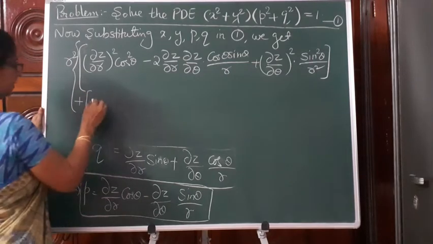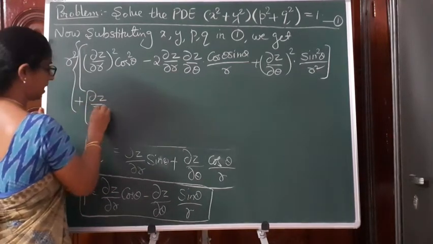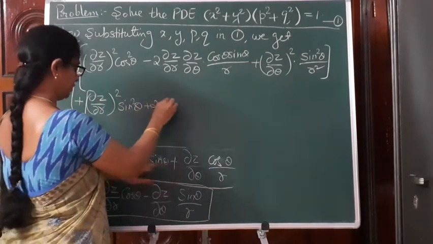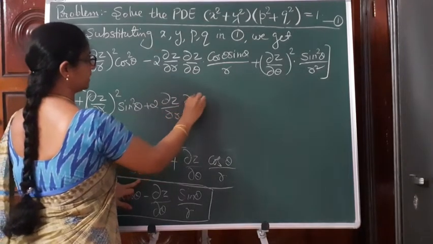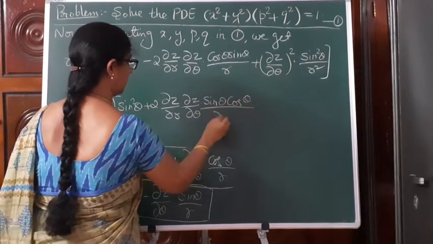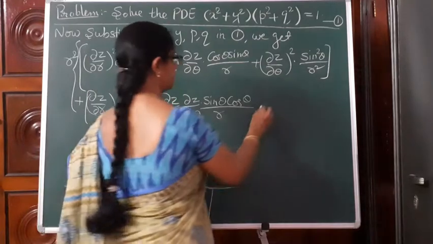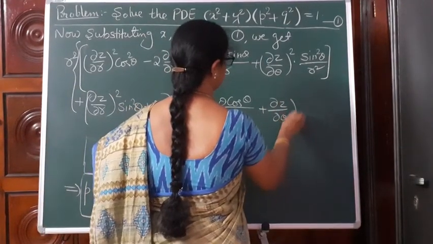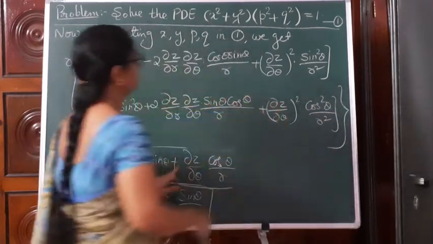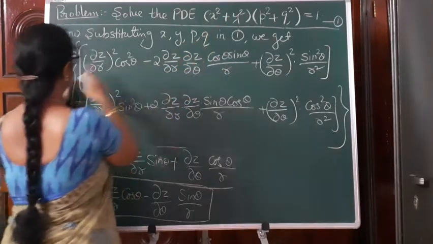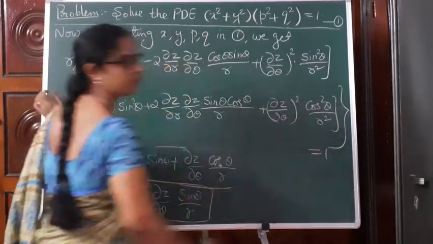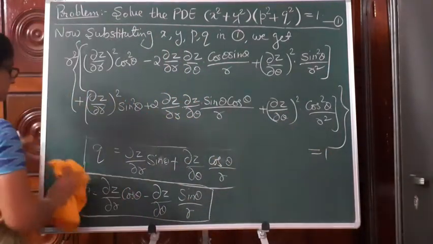Plus q square. Q square is (∂z/∂r) whole square into sin square theta, plus 2 ∂z/∂r into ∂z/∂θ into sin theta into cos theta by r, plus b square, that is (∂z/∂θ) whole square into cos square theta by r square. Now this is x square plus y square, that is r square into p square plus q square, equal to 1. Okay, now let us simplify this.